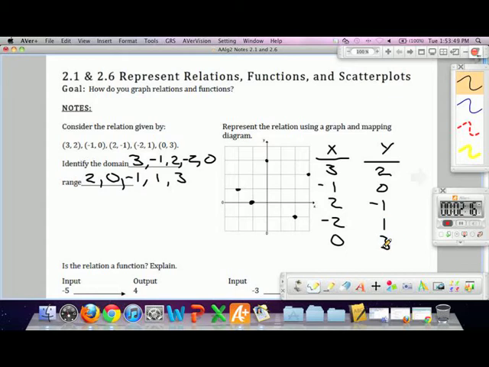And we'll literally map the input that goes to its output. So in this particular arrangement, 3 goes to 2, -1 goes to 0, 2 goes to -1, -2 goes to 1, 0 goes to 3. Voila, mapping diagram. You've mapped every input to its output. That was super hard, because I got lazy and didn't want to draw arrows anymore.